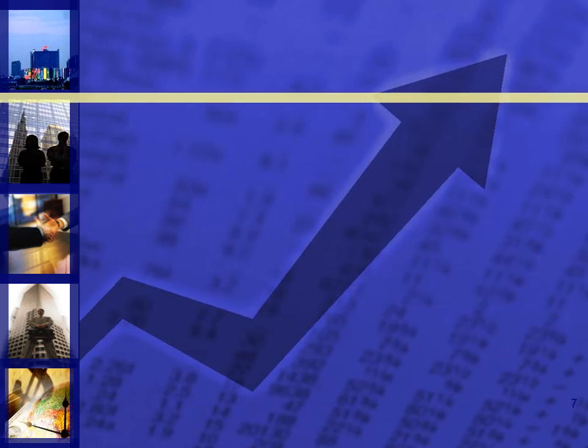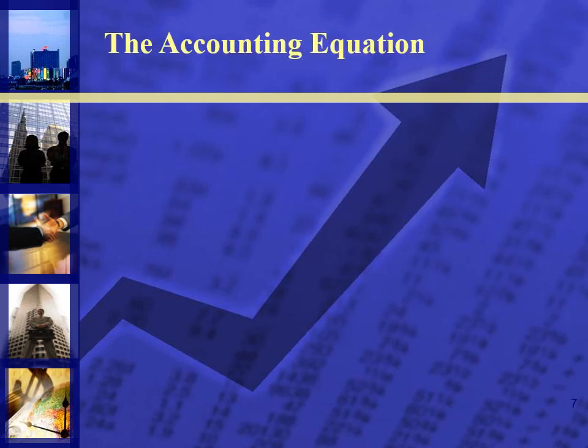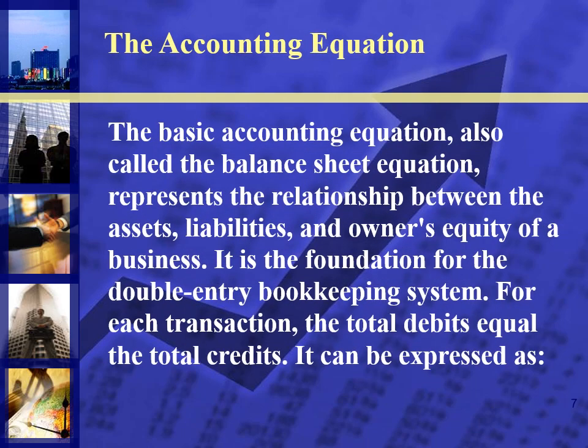The next slide. The accounting equation. The basic accounting equation, also called the balance sheet equation, represents the relationship between the assets, liabilities, and owner's equity of a business. Again, it represents the relationship between the assets, liabilities, and owner's equity of a business. It is the foundation for the double entry bookkeeping system.